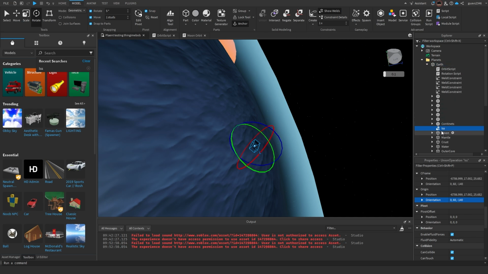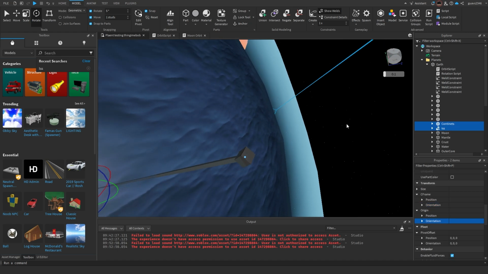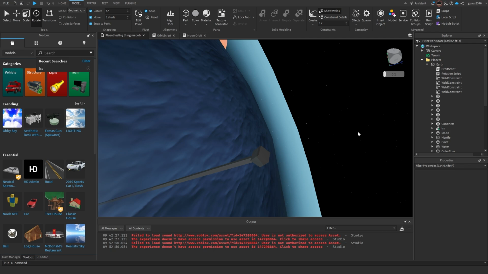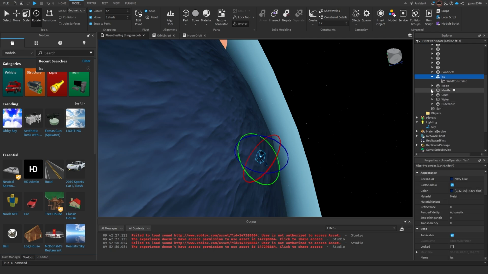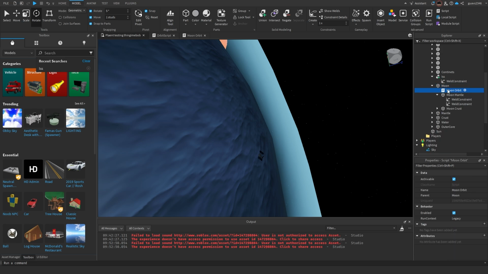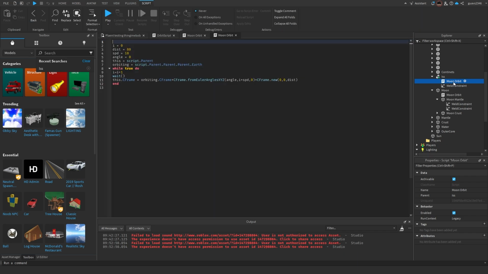Wait, no, I have to do the continent. Weld that to the continent. Okay. So, the International Space Station would also have its script, its moon orbit script, because it's basically a little moon. Okay.